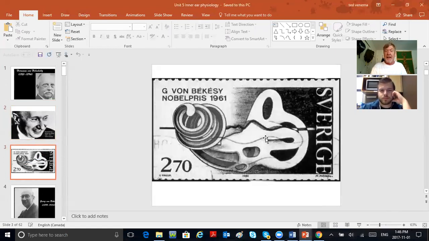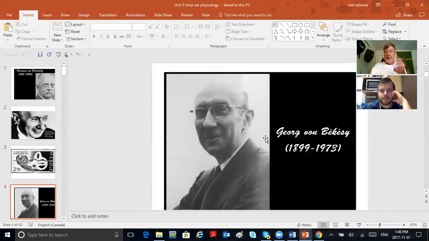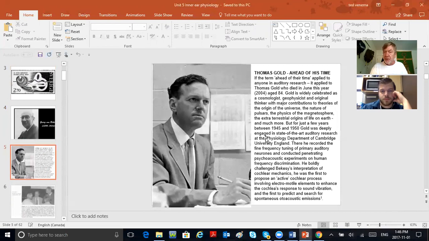And then came Gold, who was way ahead of his time. I had said last week, or the week before even, that von Bekesy built this great big model of the cochlea in his laboratory at Harvard University. And it didn't really work very well. He said it worked way better if he put the footplate of the stapes in the round window.